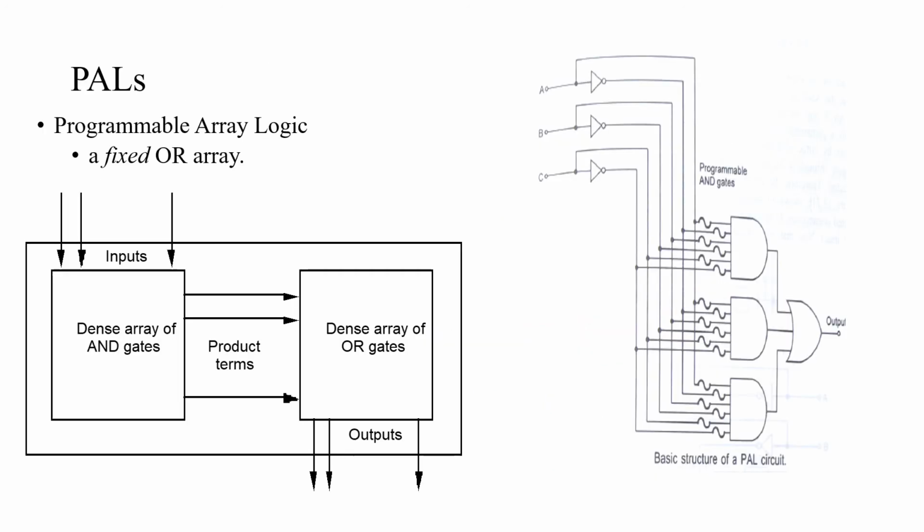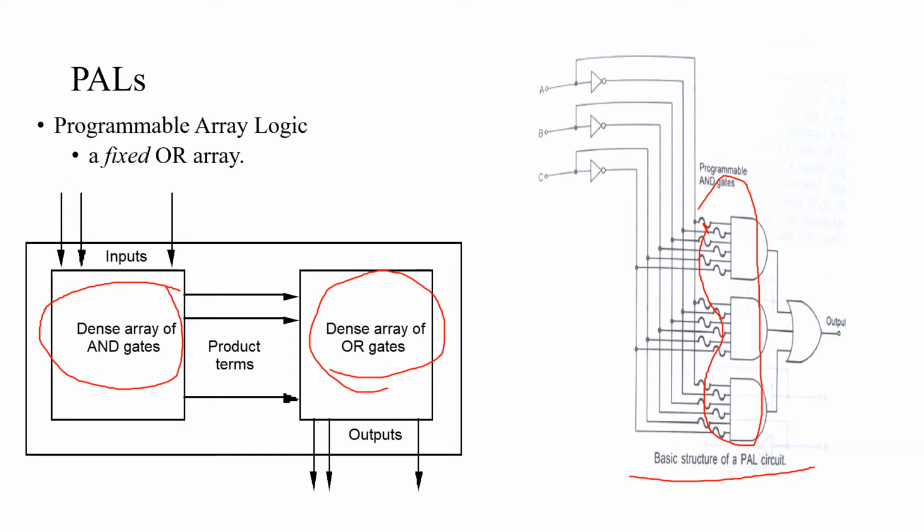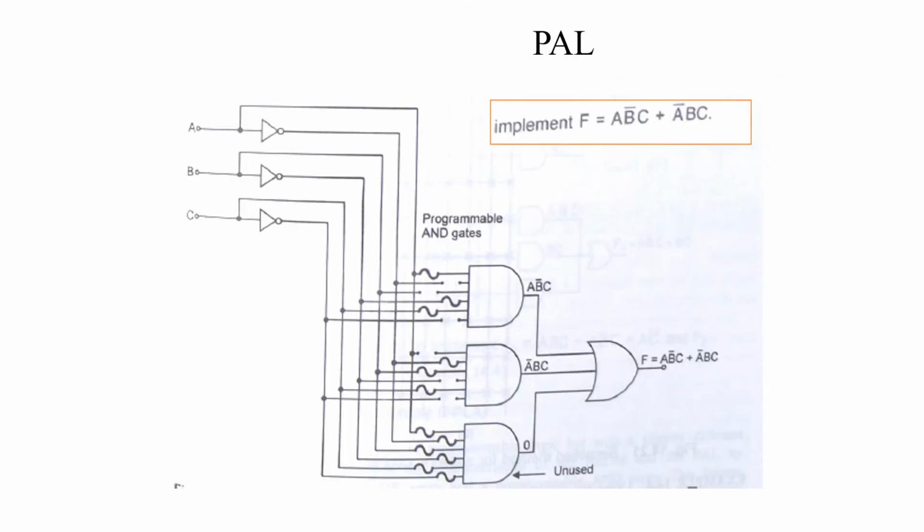Next, let us enter into PAL. In PAL, AND gates are programmable, and the OR gate array is fixed. This is the basic structure of a PAL circuit. Here the AND gates are programmed, but the OR is fixed. This is the general structure of a PAL circuit.